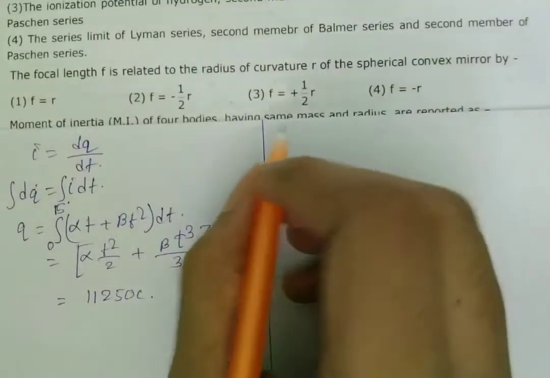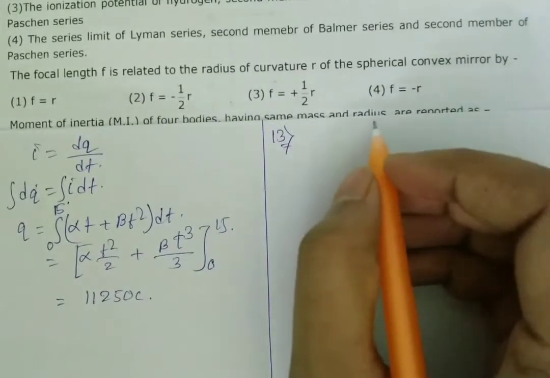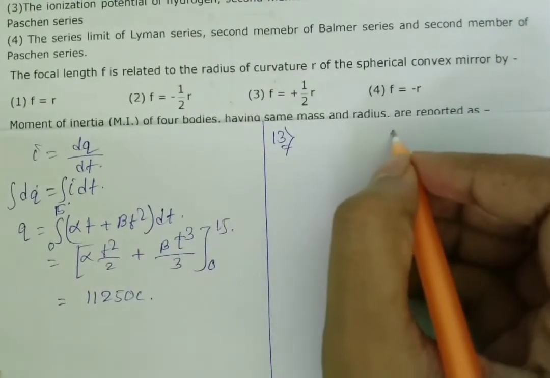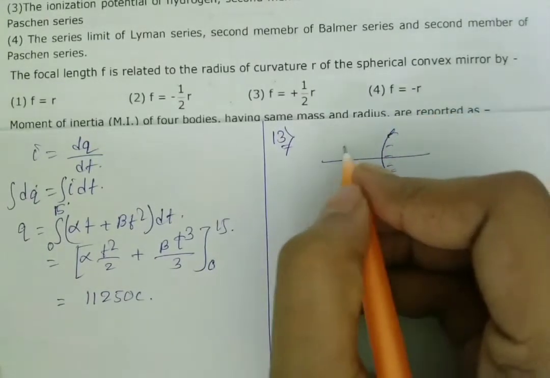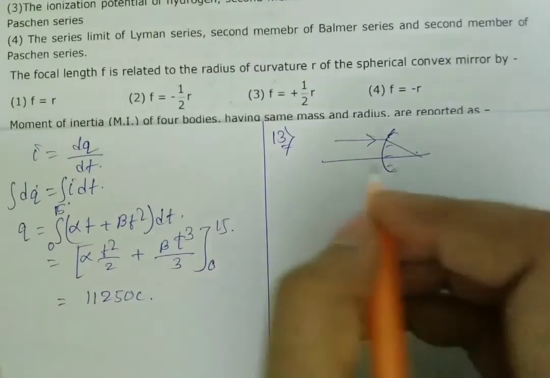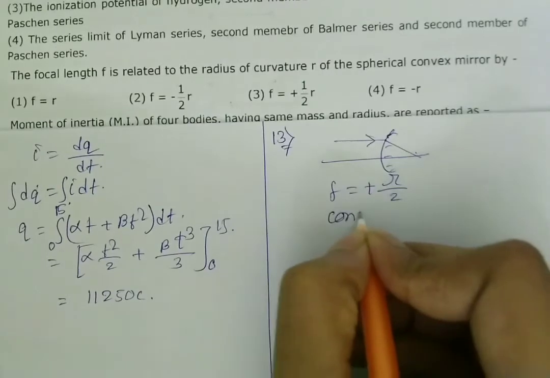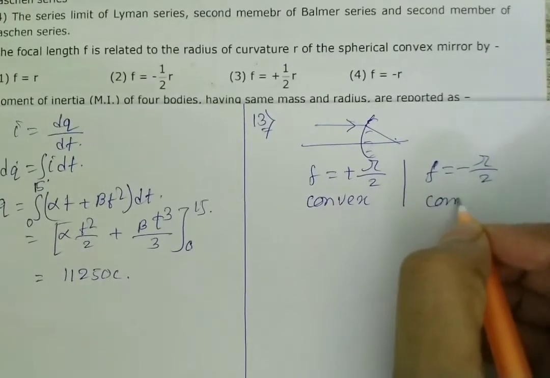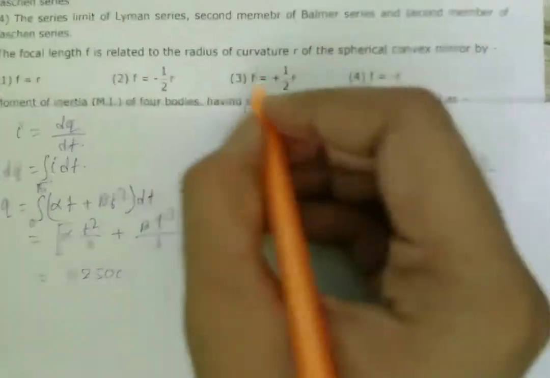Number 13 is a very basic and easy question. In this question it asks what will be the relation between the radius of curvature and the focal length of a spherical convex mirror. So we know that we consider the positive magnitude along the direction of the incident light. So directly we can say f will be equal to plus R by 2. This is for convex, and f equal to minus R by 2 is for concave. So in this question, option 3 is the correct answer.